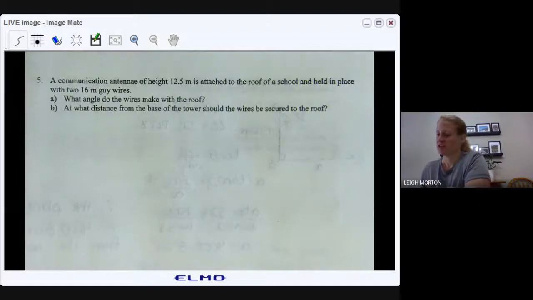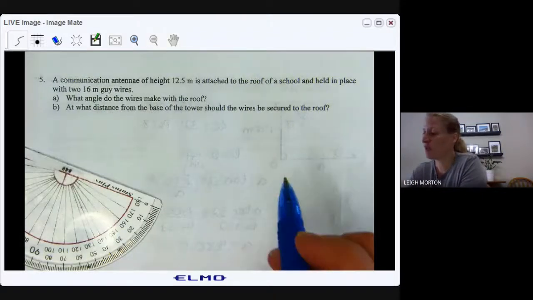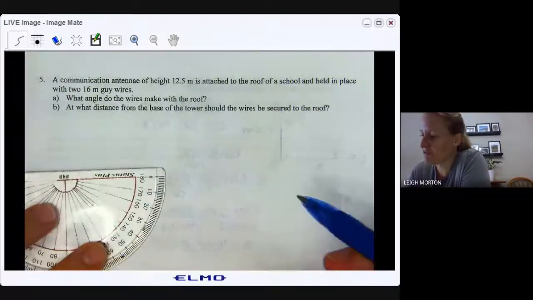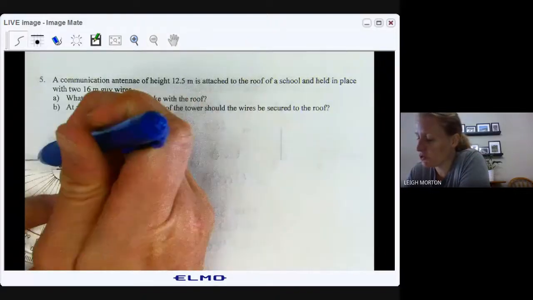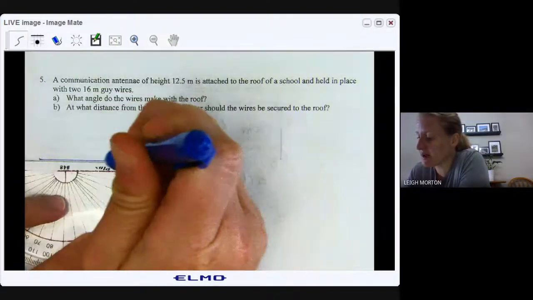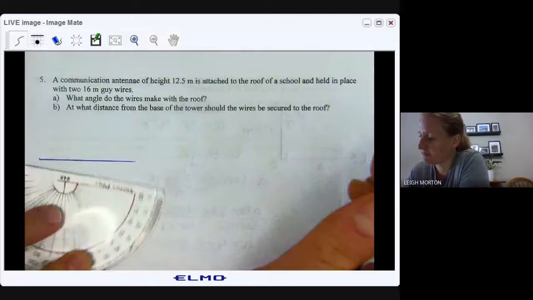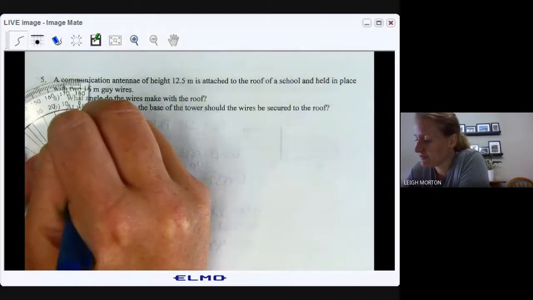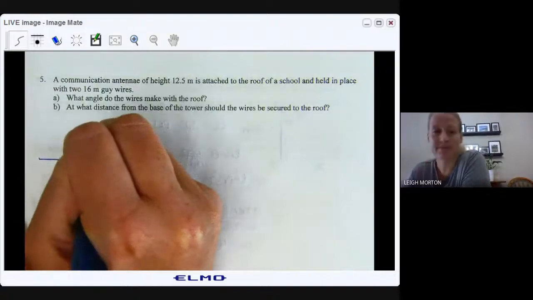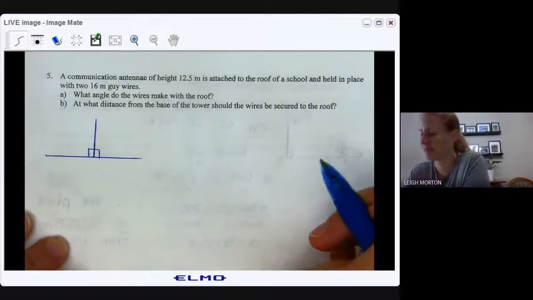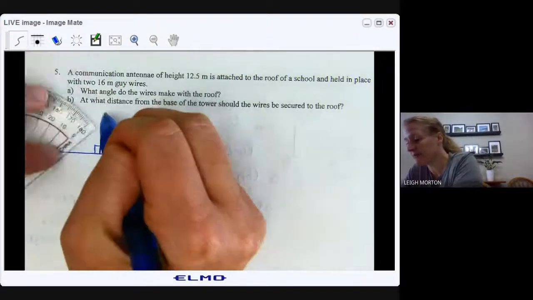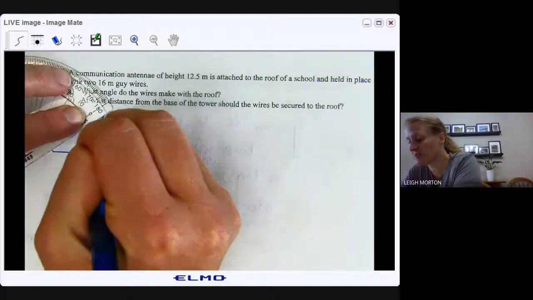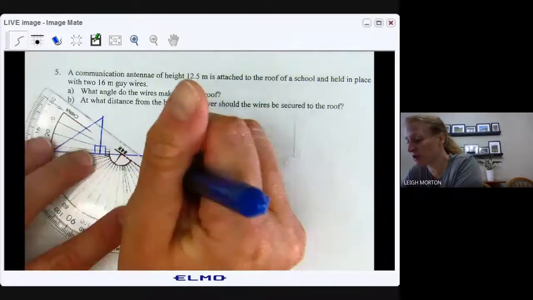A communication antenna with a height of 12.5 meters is attached to the roof of a school and held in place with two 16-meter guy wires. So here's our roof, and here's our antenna that forms a 90-degree angle with it. A guy wire is a wire that's securing the top of a structure to the ground.